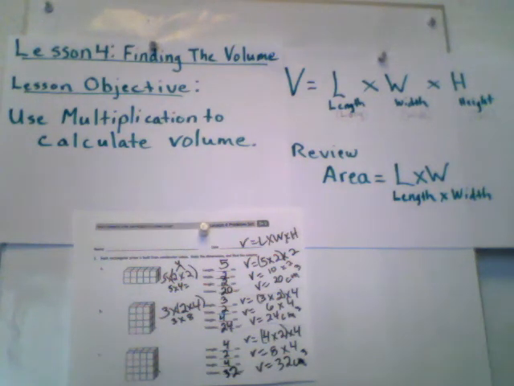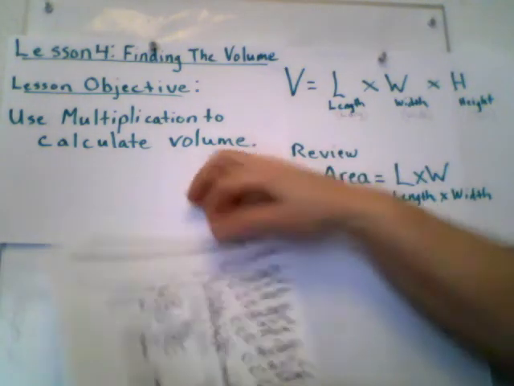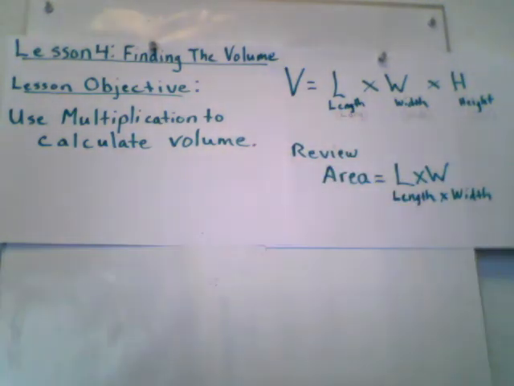So as you can see, this one was straightforward. It was just plugging the numbers into the formula. Volume equals length times width times height. Let's move on now to question number 3.